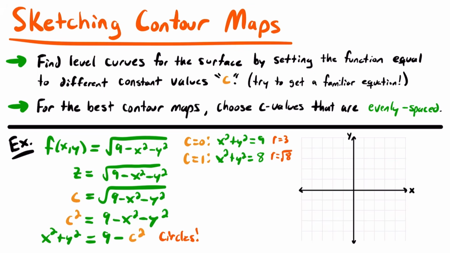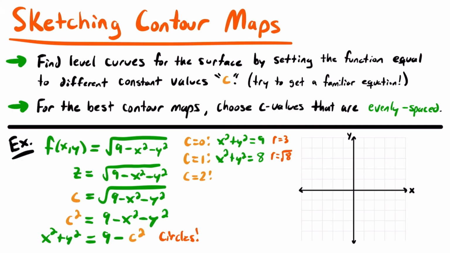And so when I pick my next value of c here, I'm not going to skip by a bigger amount than I did last time. I want to try to choose values that are evenly spaced. So we went from 0 to 1. Let's go from 1 to 2. All right, c equals 2.